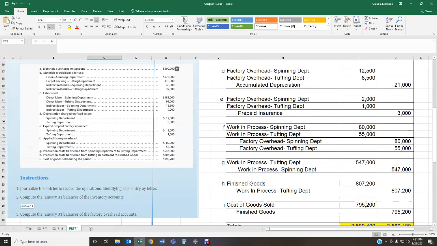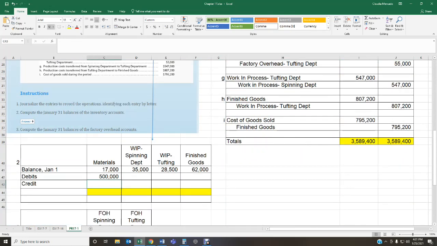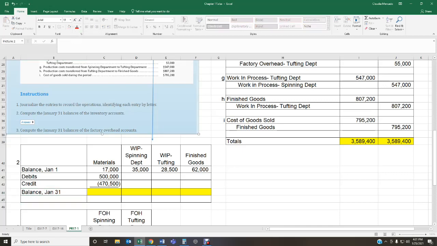Okay, and I'm going to look for materials again, but now I'm looking at the credit component, and it's 470,500. Because it is a credit, I'm going to put it in parentheses because it's a deduction. Okay, and then that's going to give me my balance as of January the 31st. So now I'm going to add everything in this column for materials, and let's see what that gives us. You add your 17,000 plus your 500,000 minus your 470,500, and that gives me an ending balance for materials of 46,500.